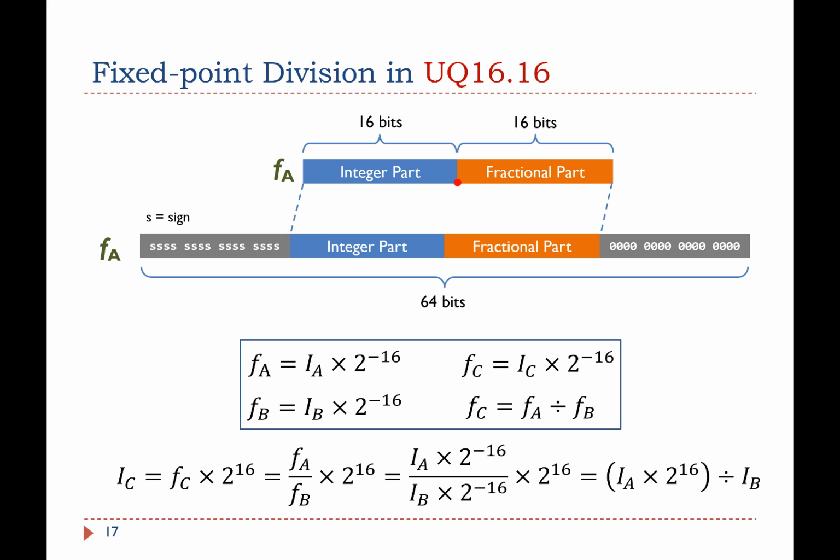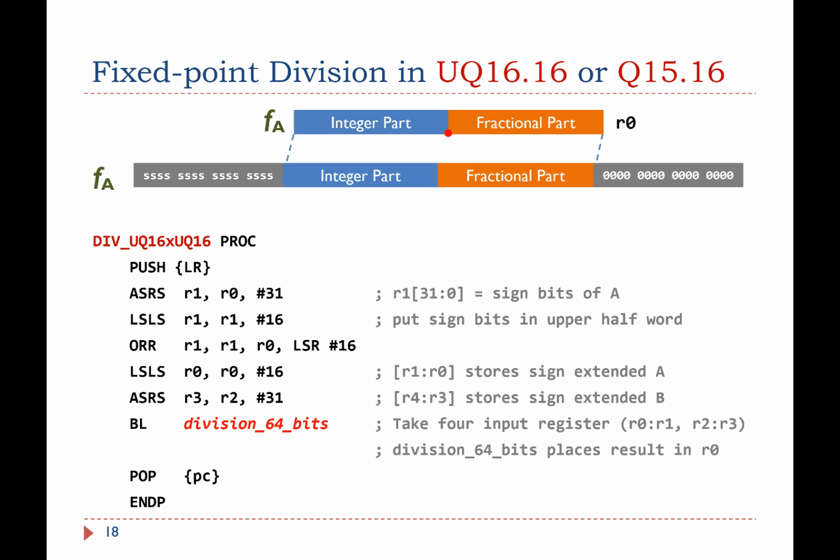Here is the math behind it. As discussed previously, a fixed point number equals the corresponding integer divided by 2 to the power of 16. Accordingly, the integer IC can be calculated in this way. As you can see from the final result here, we need to shift IA left by 16 bits and then divide by IB. Here is the assembly implementation of dividing two 32-bit fixed point numbers.